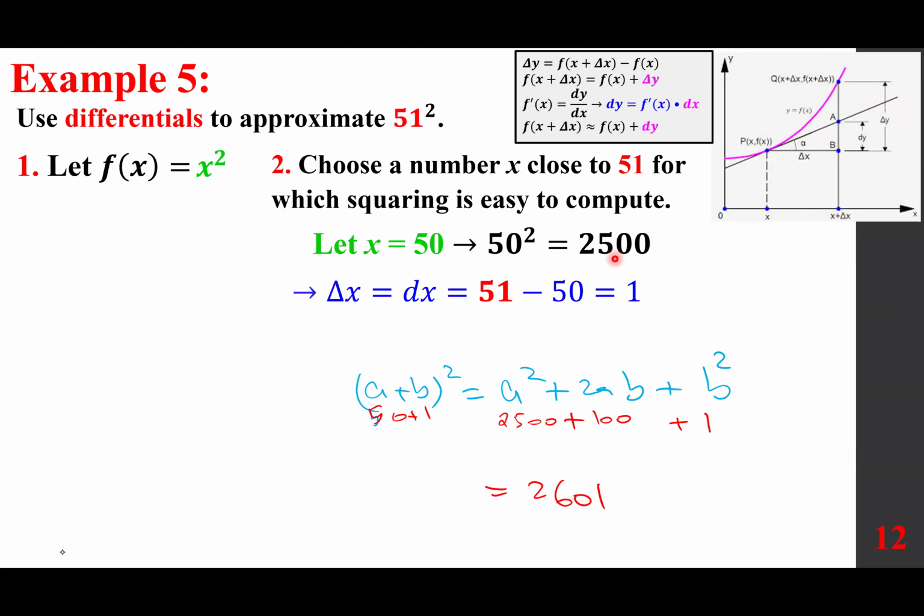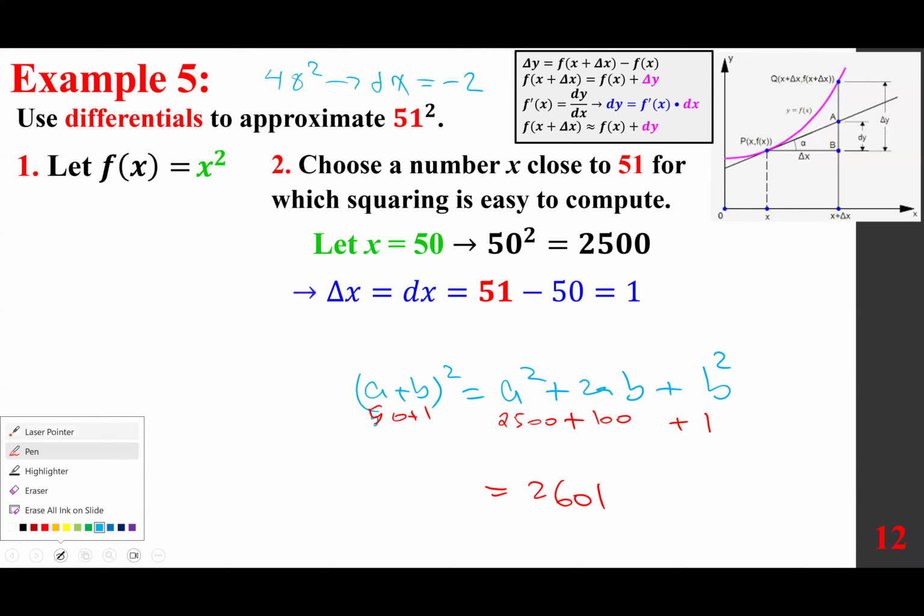On the other hand, if the question was asking for, let's say, 48 squared, then I hope you see that dx or delta x is negative 2, because 48 minus 50 is negative 2. Again, what does it mean? We may not know what's 48 squared, but it has to be less than 2,500.